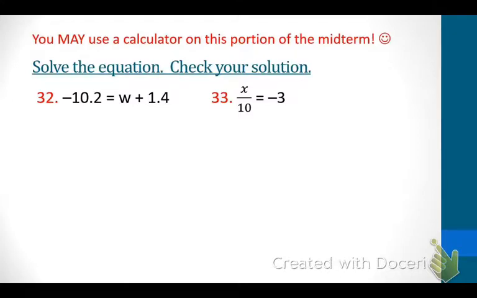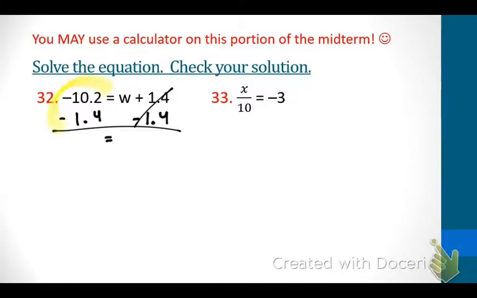Positive 1. Okay, add by 1.4. How do I get rid of add by 1.4? Subtract by 1.4 on both sides. Help me out. What do I do next? And then the 1.4s cancel out. Okay, very good.